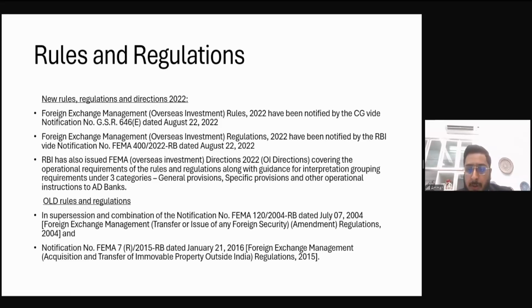You don't need to go a lot back with regard to the ODI rules and regulations. You don't need to search back for the later amendments. So if you read the rules and regulations of 2022 and maybe the directions of 2024, you should be well versed with the ODI rules and regulations and how to go about them.